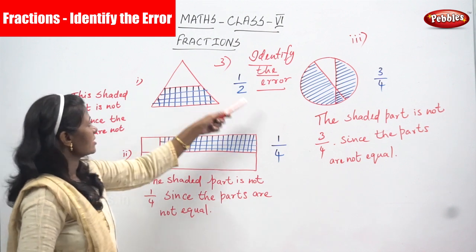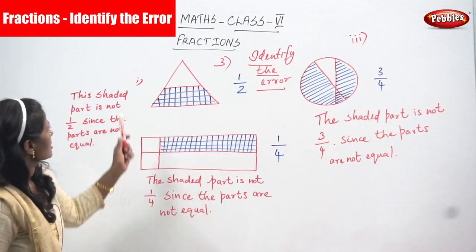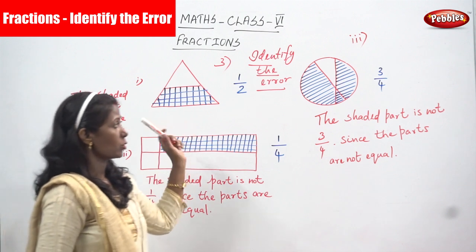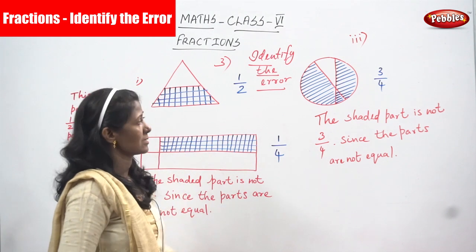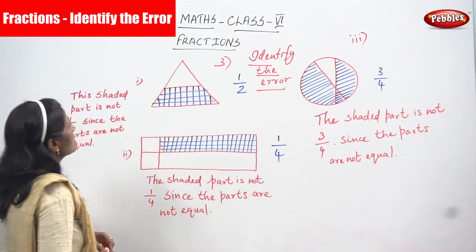The question is: identify the error. This is the third question. First subdivision, second subdivision, and third subdivision; first sum, second sum, and third sum. Okay, the first sum is there.